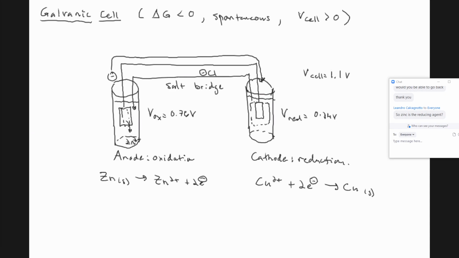Because electron repulsion will finally take over if you keep on sending negative charge to one side and not sending it back. So that's what the salt bridge is doing. It's allowing that negative charge to go backwards, okay?